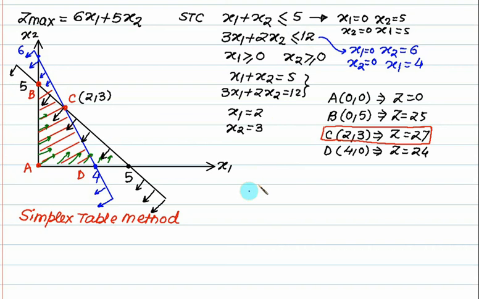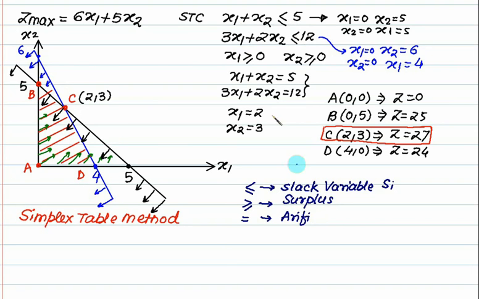So if the constraint is less than or equal to, you have to introduce slack variables S1, S2, S3. And if you have greater than or equal to, then you have to introduce a surplus variable, because it is greater than. That is why it is called a surplus variable, and less than is called a slack variable. And if you have equal to, then you have to introduce an artificial variable. You have to introduce the slack or surplus or artificial.